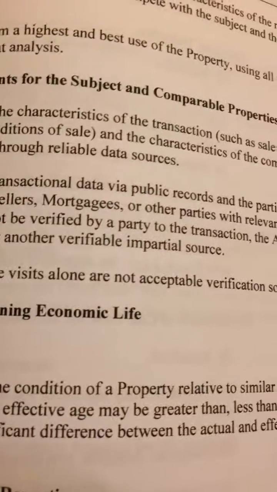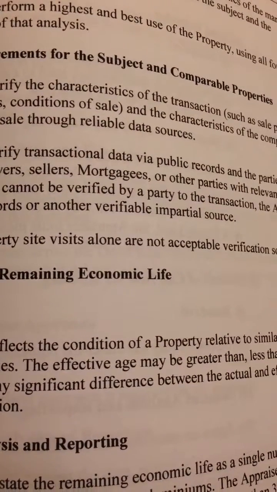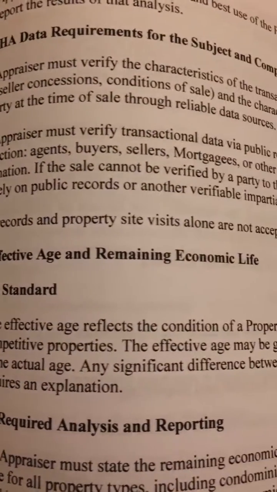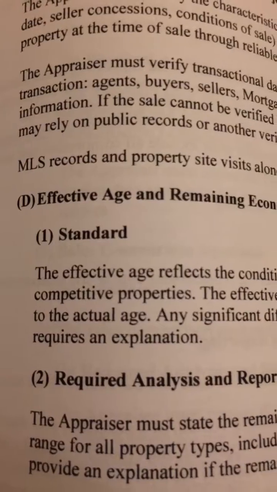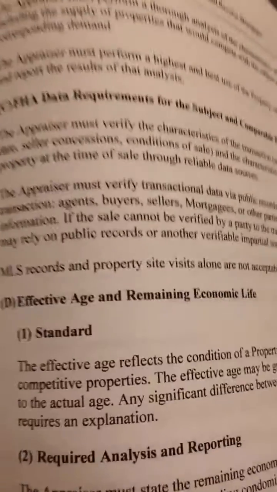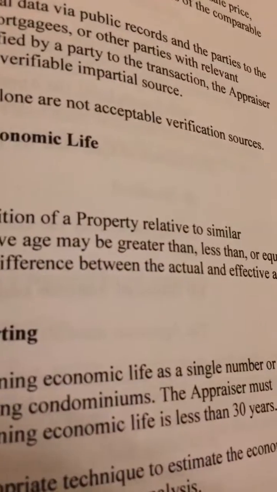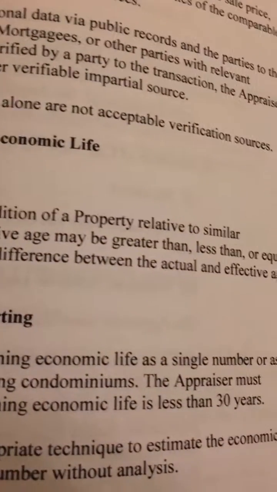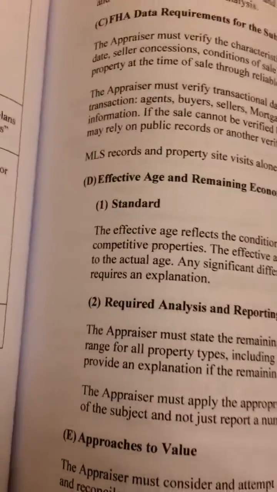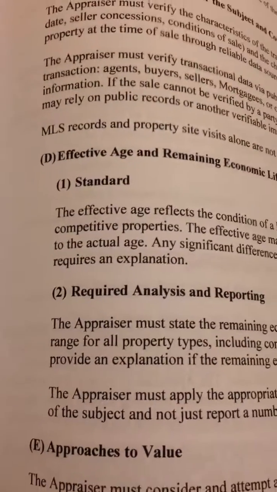If the sale cannot be verified by a party to the transaction, the appraiser may rely on public records or another verifiable impartial source. MLS records and property site visits alone are not acceptable verification sources. D. Effective age and remaining economic life. 1. Standard. The effective age reflects the condition of a property relative to similar competitive properties. The effective age may be greater than, less than, or equal to the actual age. Any significant differences between the actual and effective age requires an explanation.